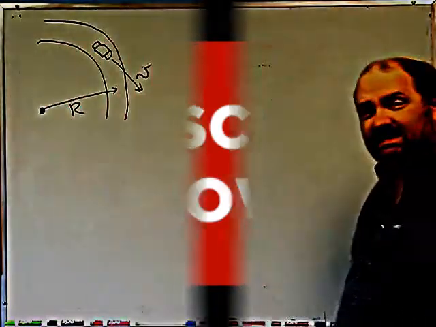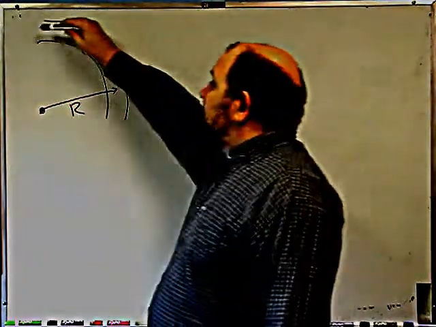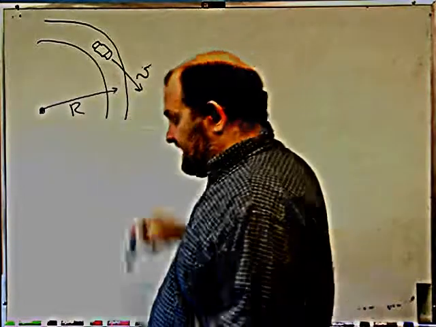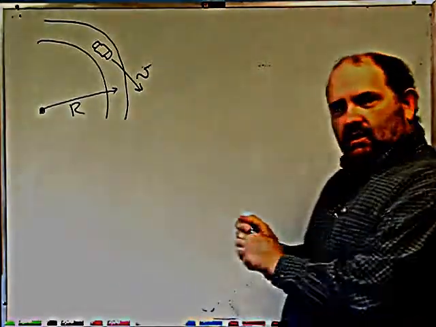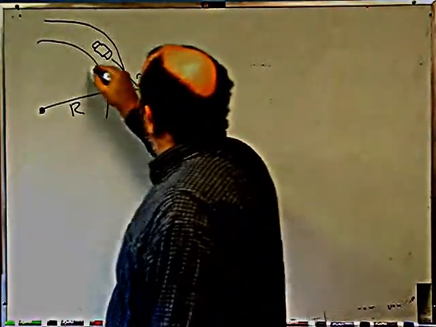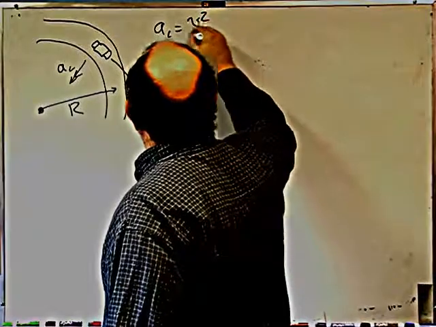Moving at a constant speed v, it's in uniform circular motion, at least as far as that goes. And what do we know about uniform circular motion? Well, we know that the car has to be accelerating that way, and its centripetal acceleration is equal to v squared over r.